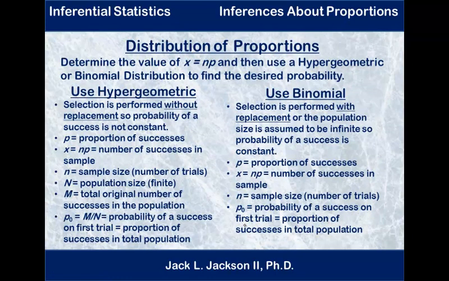So, if we're finding a distribution of proportions, we first find the value of x that goes with that P instead of just finding the P, and then use a hypergeometric or binomial distribution as appropriate to find the desired probability. Once again, we use a hypergeometric distribution when the selection is performed without replacement, so the probability of success is not constant. And then we use a binomial distribution when the selection is performed either with replacement or the population size is assumed to be infinite, so the probability of success is constant each time.